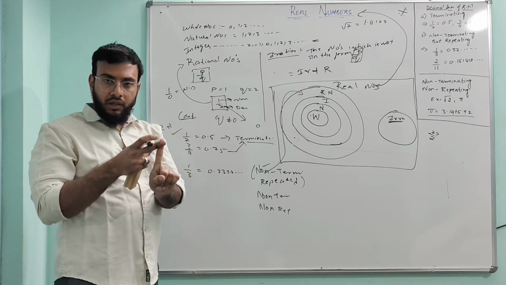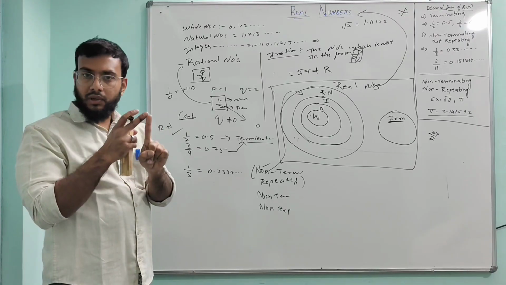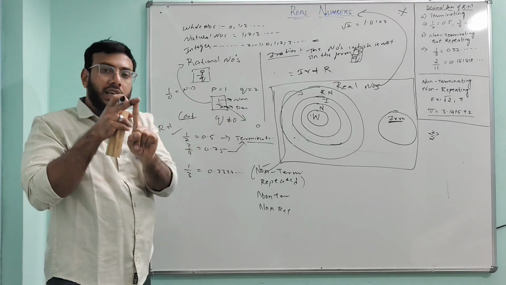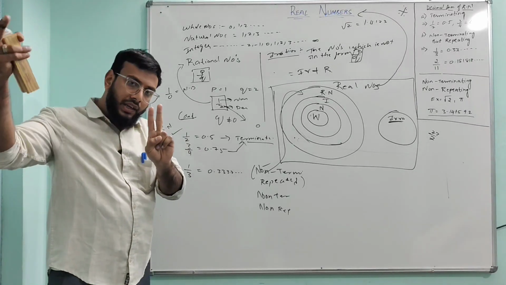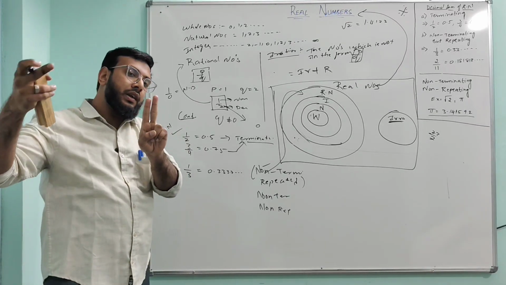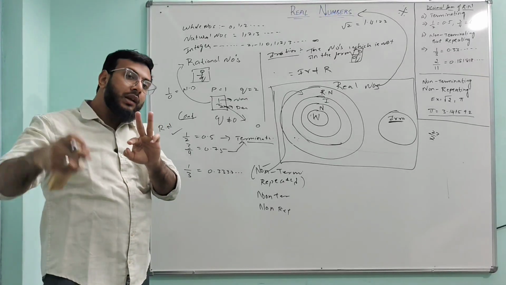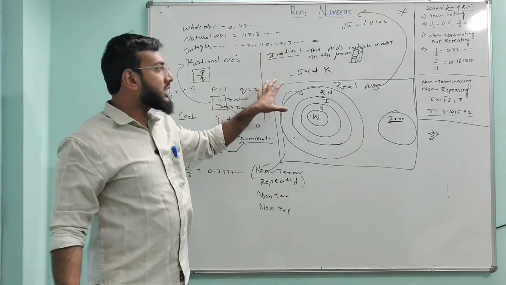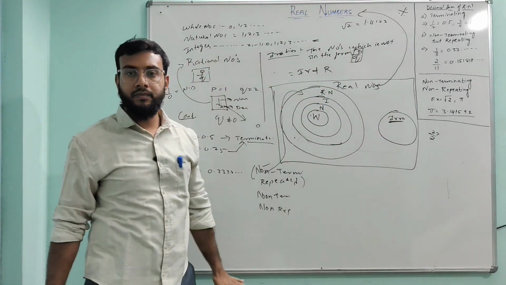Rational numbers are those numbers represented in the form of p by q. If the number is terminating, those numbers are also called rational numbers. If the number is non-terminating but repeating, those are also rational numbers. But if the numbers are non-terminating, non-repeating, those numbers are called irrational numbers. All of these numbers together, rational plus irrational, are called real numbers.